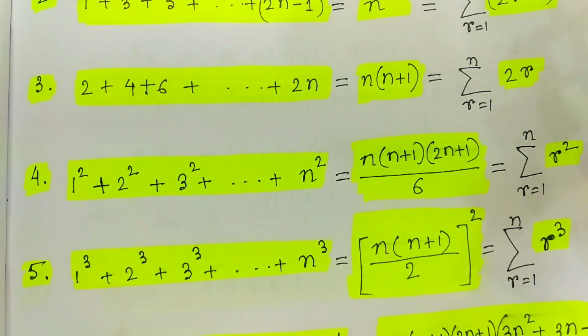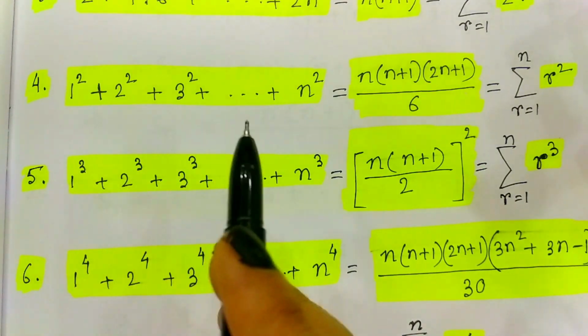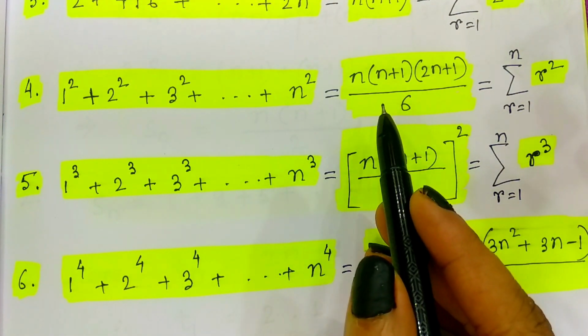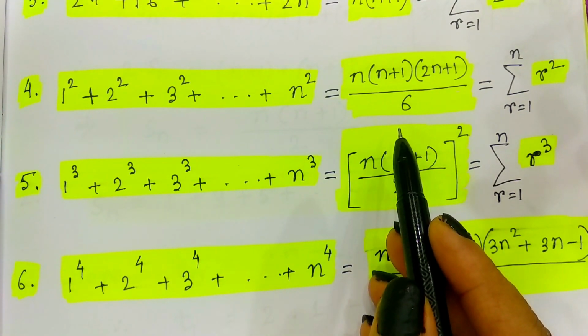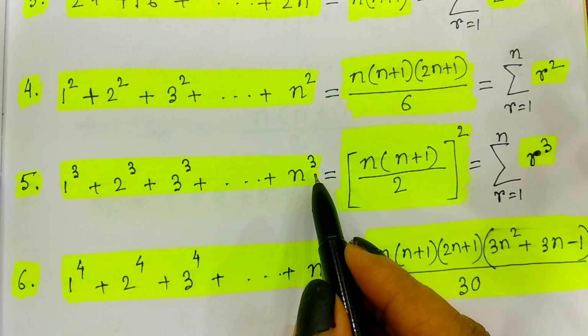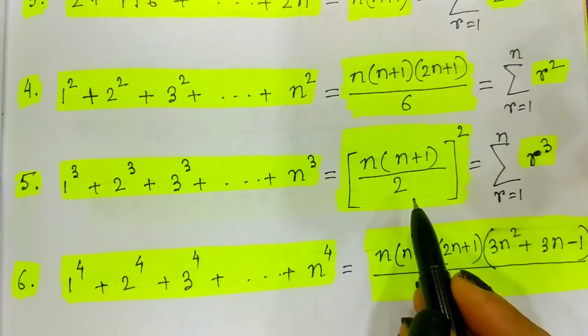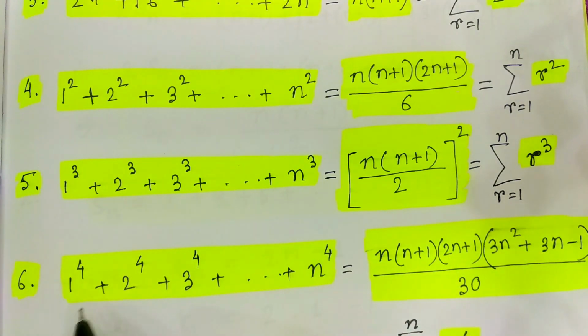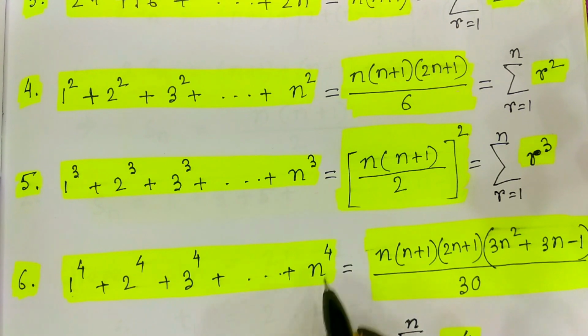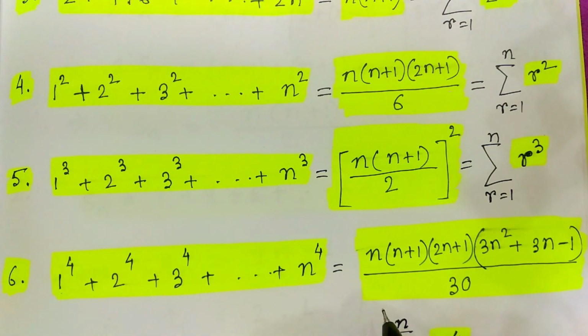Now if it is the squares, that means 1 square plus 2 square plus 3 square, in this way up to n square, then its summation is n into n plus 1 into 2n plus 1 divided by 6. If it is 1 cube plus 2 cube plus 3 cube, in this way up to n cube, then it is n into n plus 1 by 2 whole square. If it is the 4th power, that is 1 to the power 4, 2 to the power 4, 3 to the power 4, in this way up to n to the power 4, then its value is n into n plus 1 into 2n plus 1 into 3n square plus 3n minus 1, whole divided by 30.